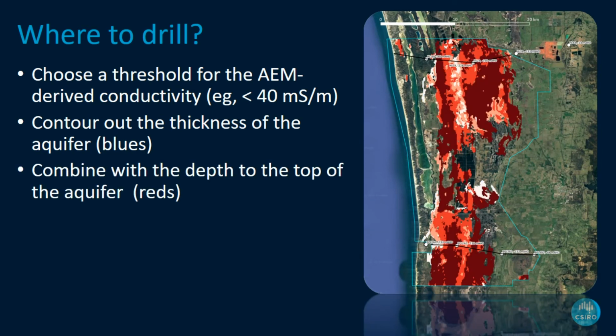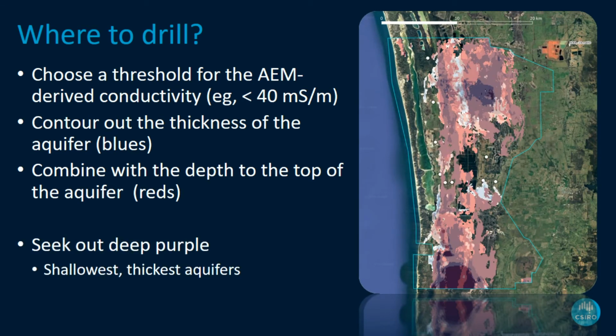Then I combined that with the depth to the top of that volume. So I found these volumes of low conductivity somewhere in the ground. And this red one is just a map of how deep is it. And I think I reversed the colors so that the darkest reds are the nearest surface. So I want to look for dark blues and dark reds because they are thick and near surface. And then I combine those color maps and I'm looking for deep purple.